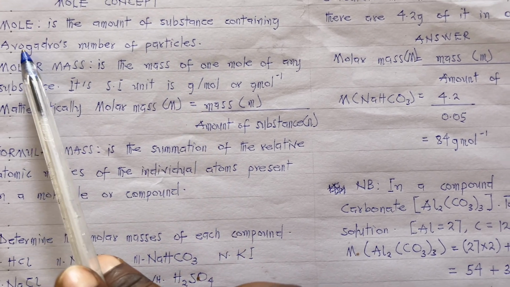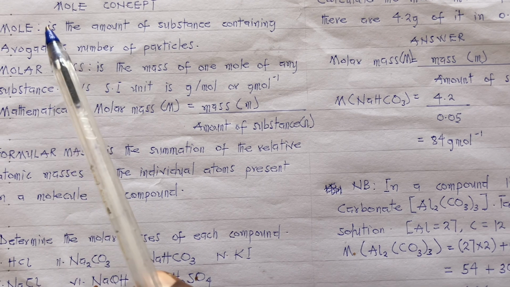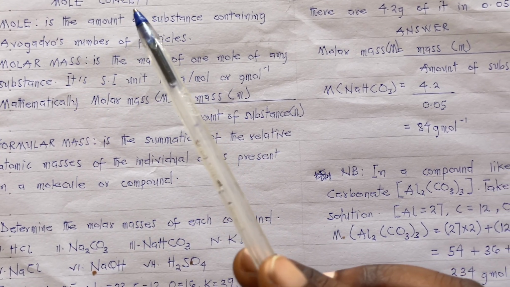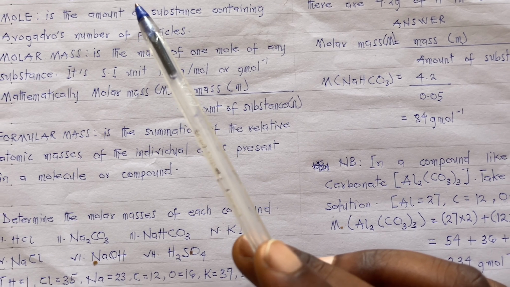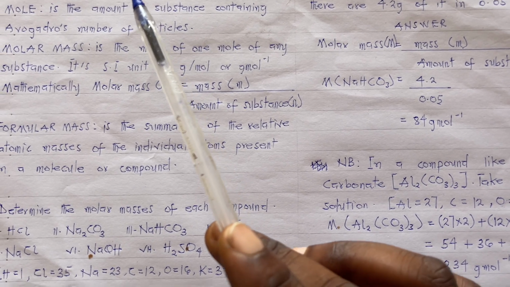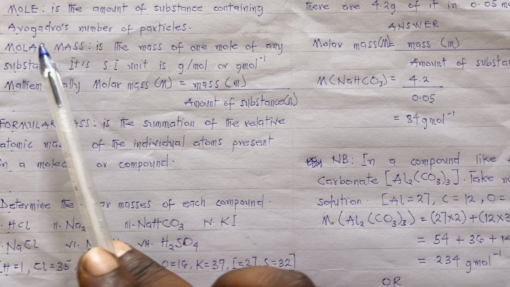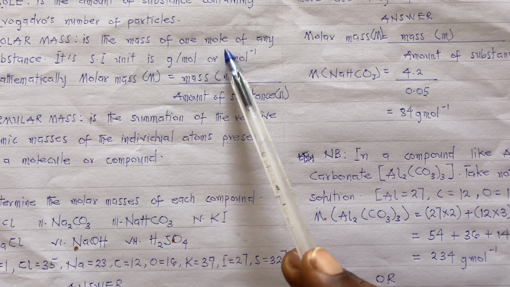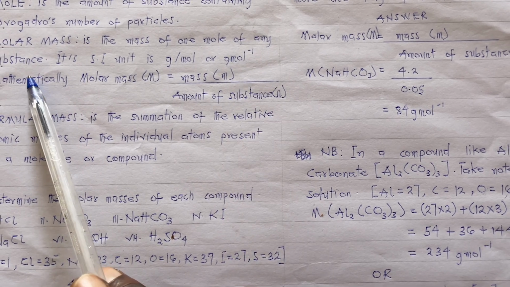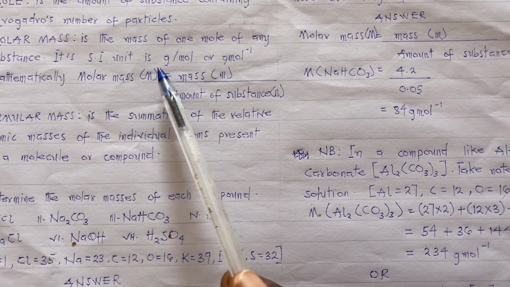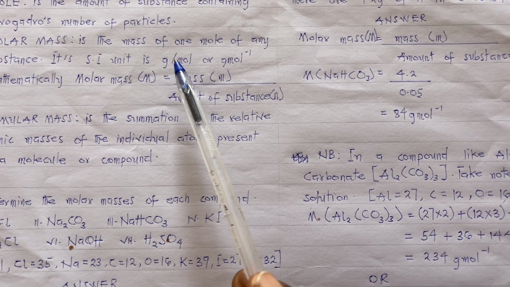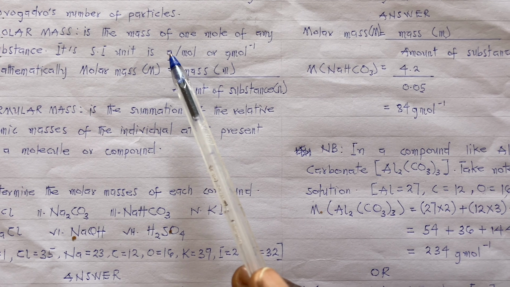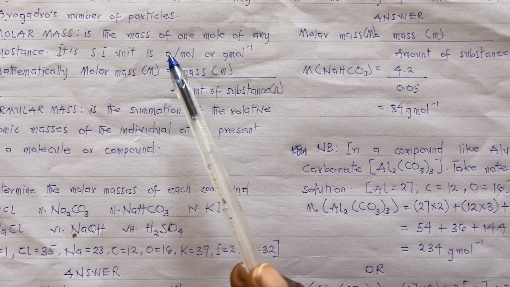The students can also be asked to define Avogadro number. When we say Avogadro number, it is the number of particles present in 1 mole of any substance. Now, let us also look at another term called molar mass. Molar mass is the mass of 1 mole of any substance. Its unit is gram per mole. So anytime you are asked to calculate molar mass, the unit you use is gram per mole.